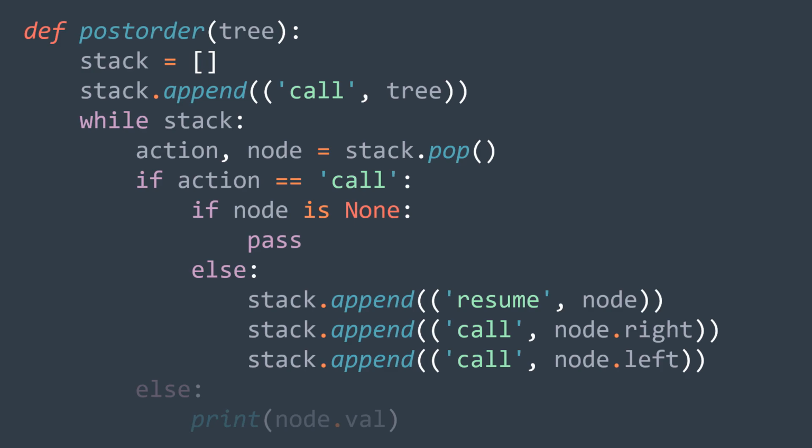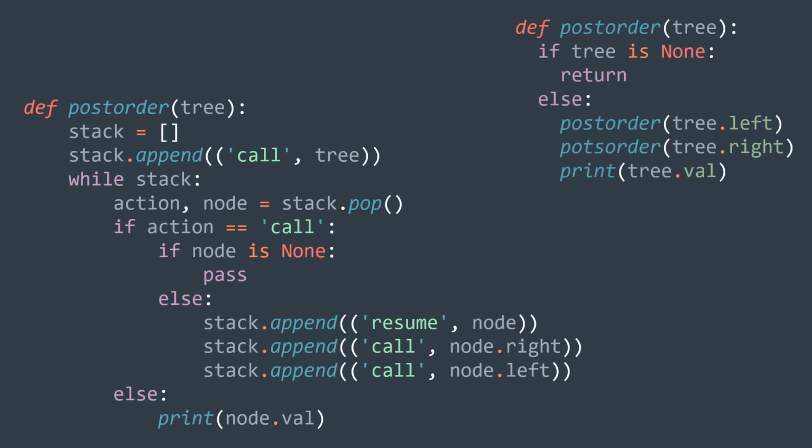Now we push one frame for the left child and one for the right child. The action is of type start because it is the first time that we will enter the call. And in the resume part, we just print the node's value, and we've got our iterative function that prints a binary tree in post order. And you can see that all the work that we did could be easily done recursively, and the call stack would handle all the stuff.